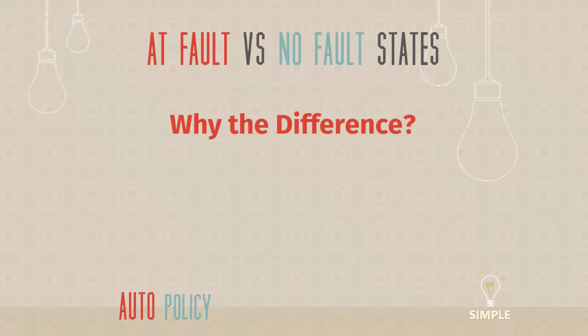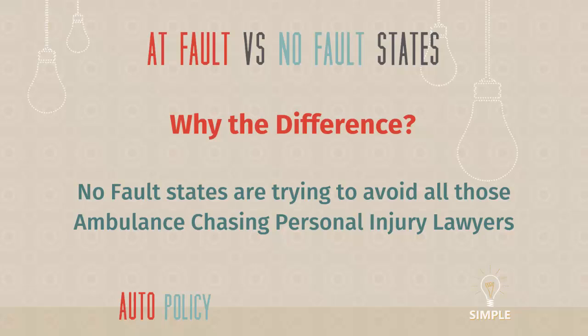I mean, that is the first question I asked as I was coming to understand this. What's the difference? And the answer was fascinating to me. The no-fault states are doing it for a very specific reason, and that is to try to avoid all those ambulance-chasing personal injury lawyers. Well, why is that? In at-fault states, liability is a major part of the process. Someone hurt you by hitting you, their car hit your car, you're injured, and so the personal injury attorneys want to get as much money as possible.